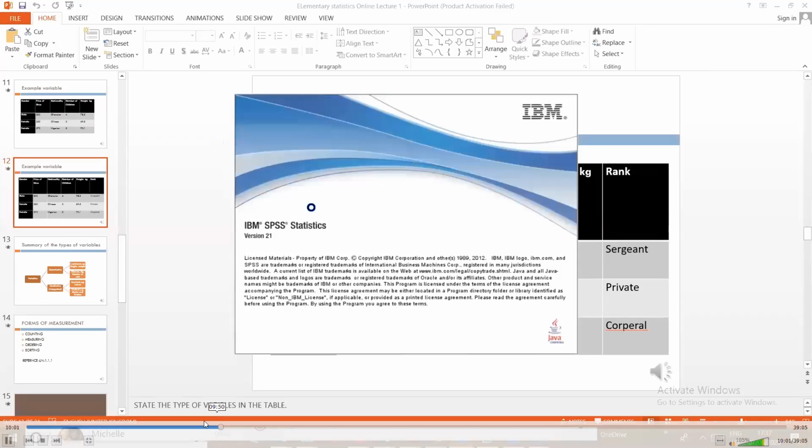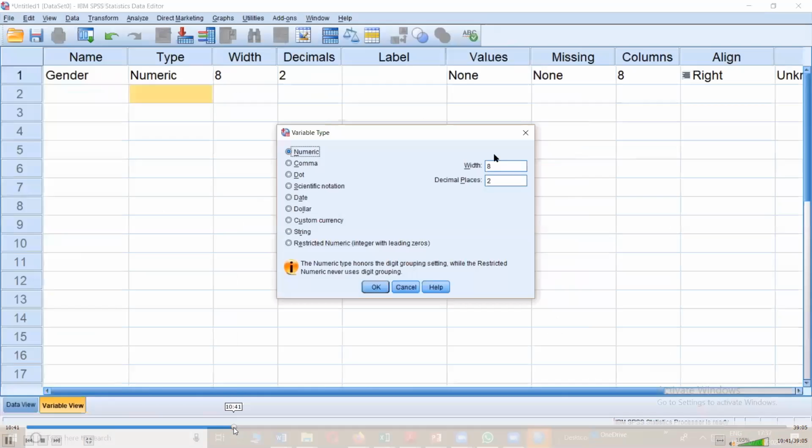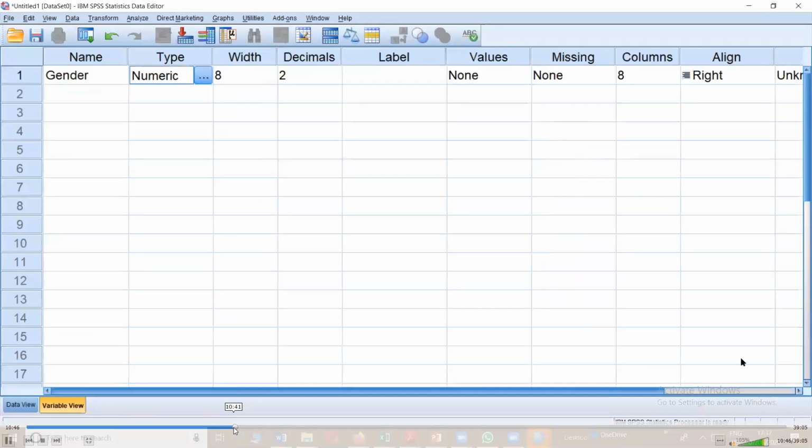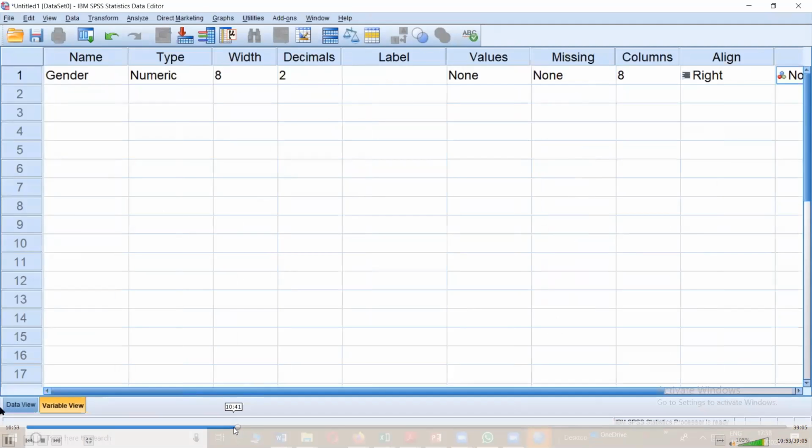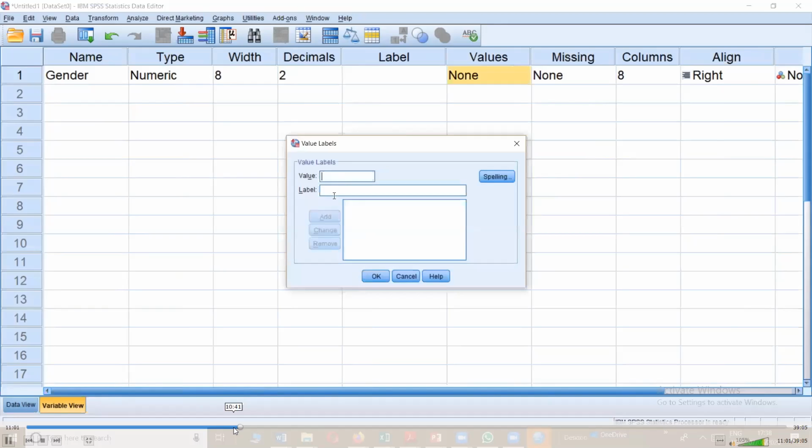So in SPSS, I'm going to type numeric values, but I need to tell the computer the input is what? It's a nominal input, okay? Good, and also tell the computer that I have zero as male, and one as what? As female, okay? Good, so I add and then click okay.